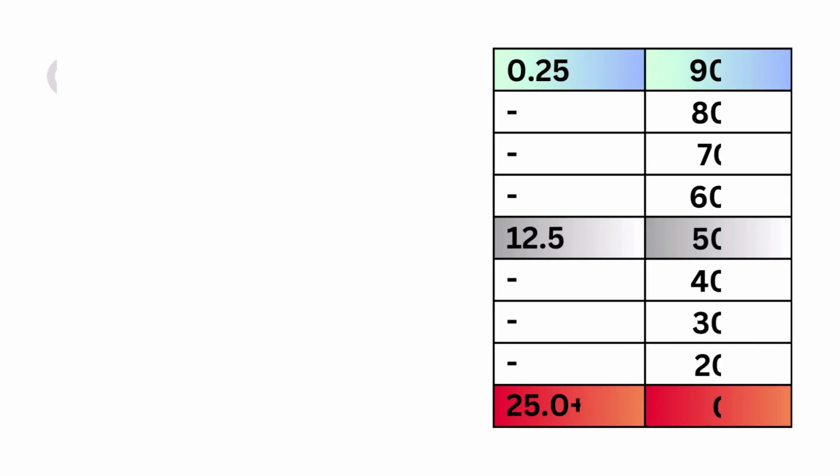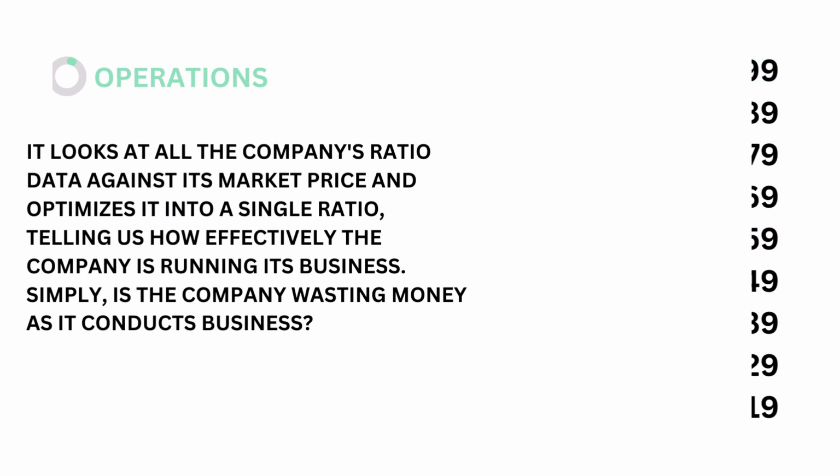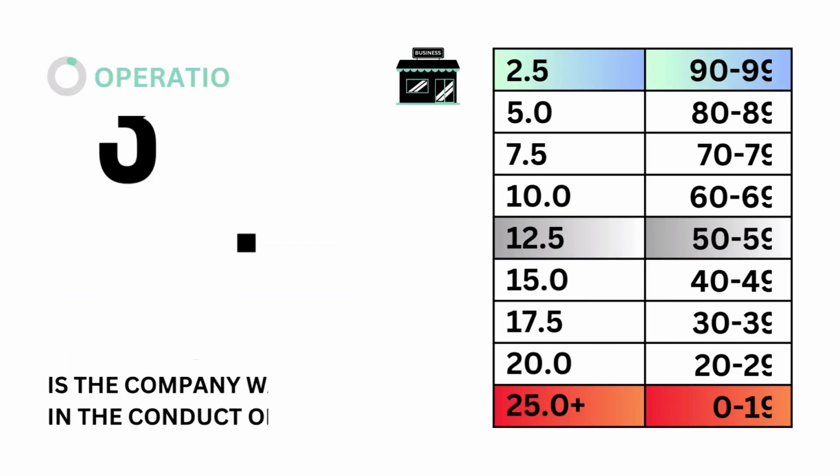Third, operations. Operations looks at all the company's ratio data against its market price and optimizes it into a single ratio, telling us how effectively the company is running its business. Simply, is the company wasting money as it conducts business? The models tell us that an operations ratio of 12.5 is considered average. Here's our operations grade.